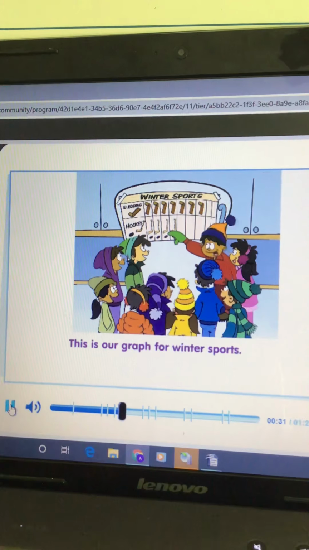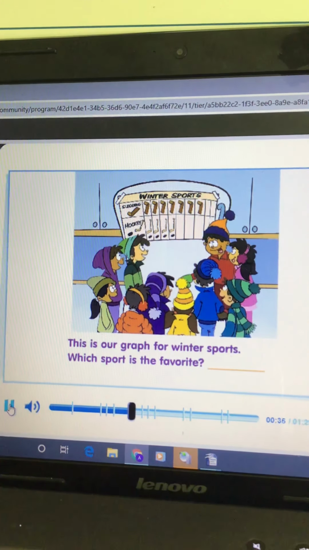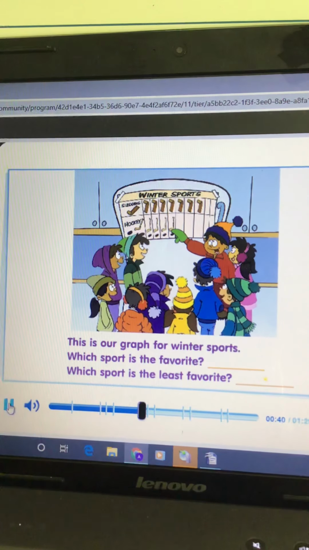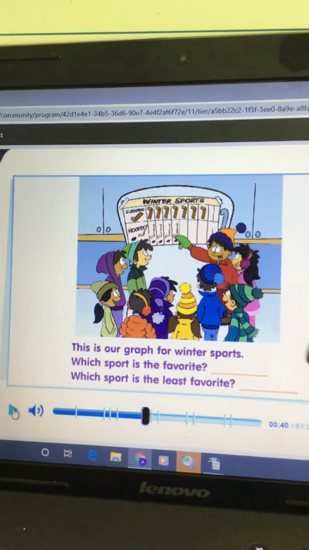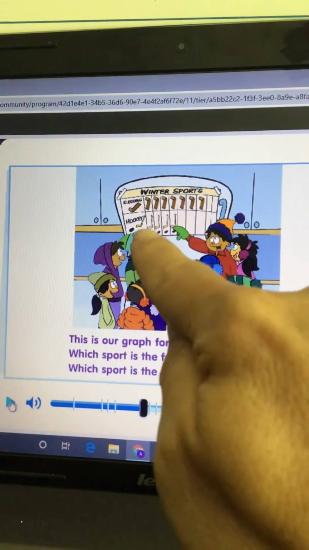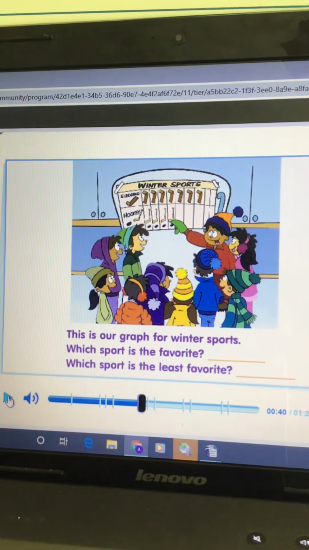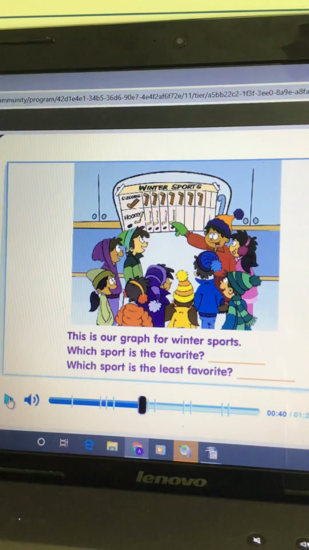This is our graph for winter sports. Which sport is the favorite? Which sport is the least favorite? Let's look at our new graph. Up top, the title says winter sports. So we have sledding, and I think those things are sleds, and hockey. Look at the graph and think about which one is the favorite, which one had the most votes.